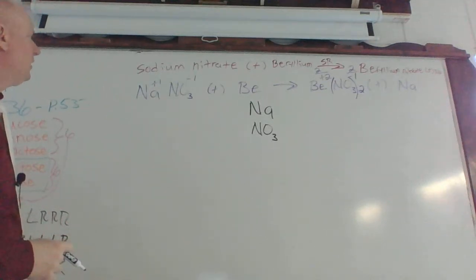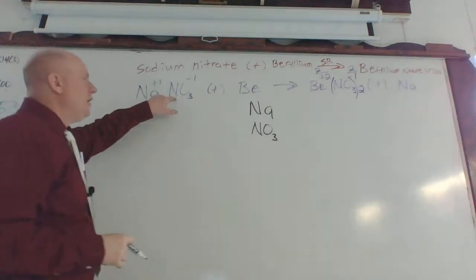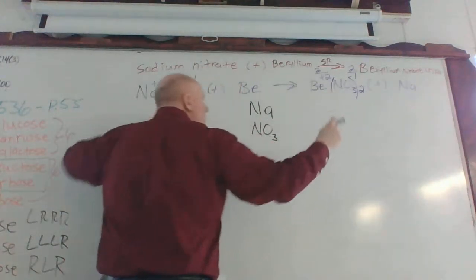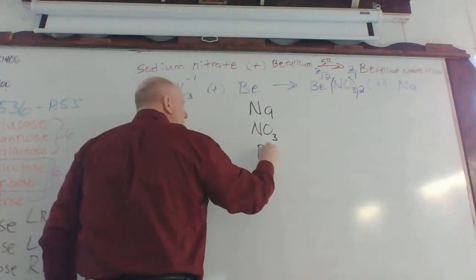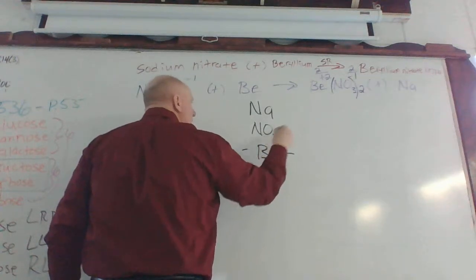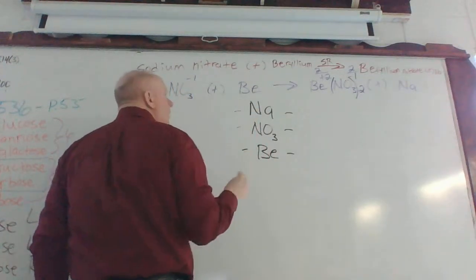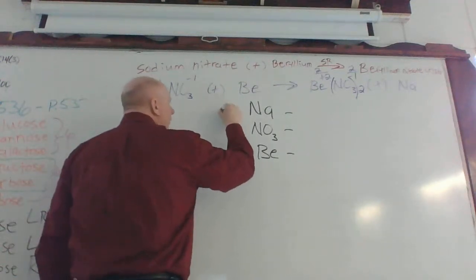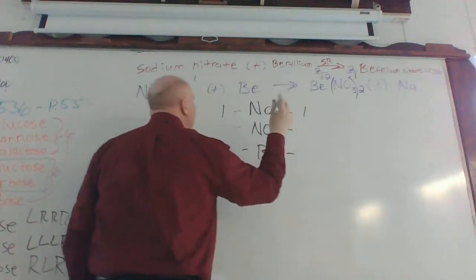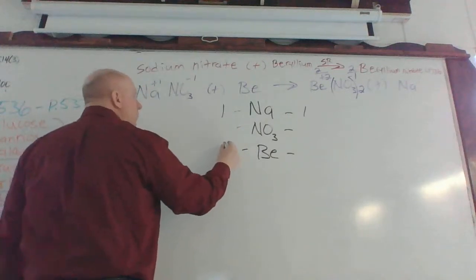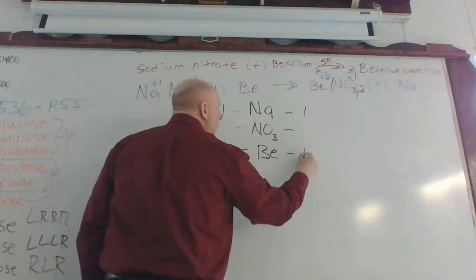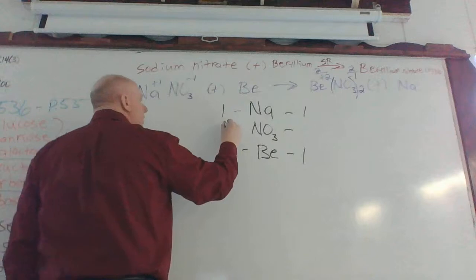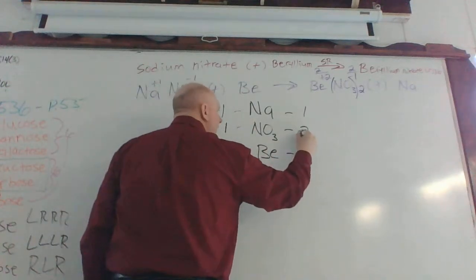Sometimes you have to split them up, but since we see the nitrate ion on both sides, we'll keep them together, and then we see some beryllium. Okay, so how we start this: sodium, one on the left, one on the right. Beryllium, you see one on the left, one on the right. Nitrates, we got one on the left and two on the right.